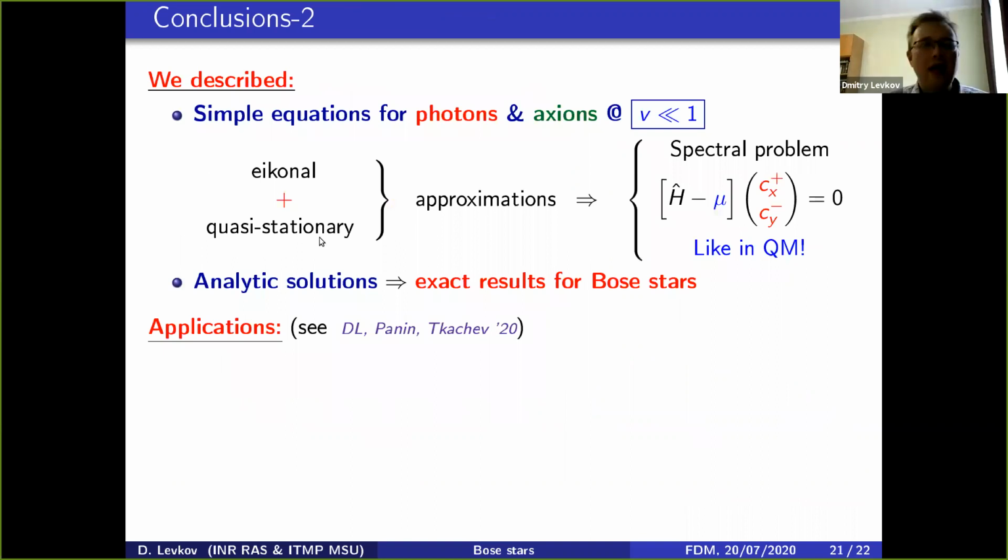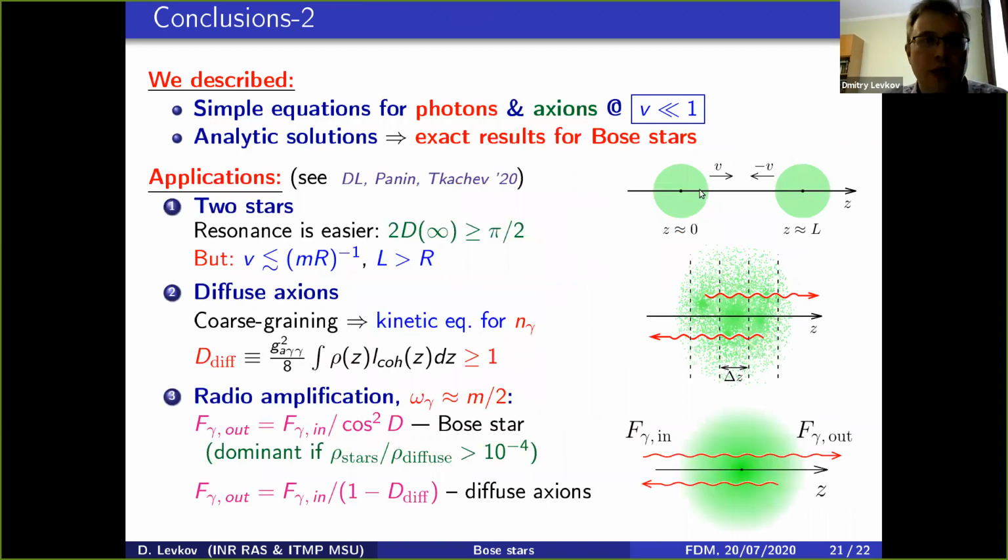So to conclude, I presented a simple, I believe, boundary value problem which can be solved to describe photons interacting with non-relativistic axions. There are many applications, and these are the applications which we considered in our paper, just these ones, not the other ones.